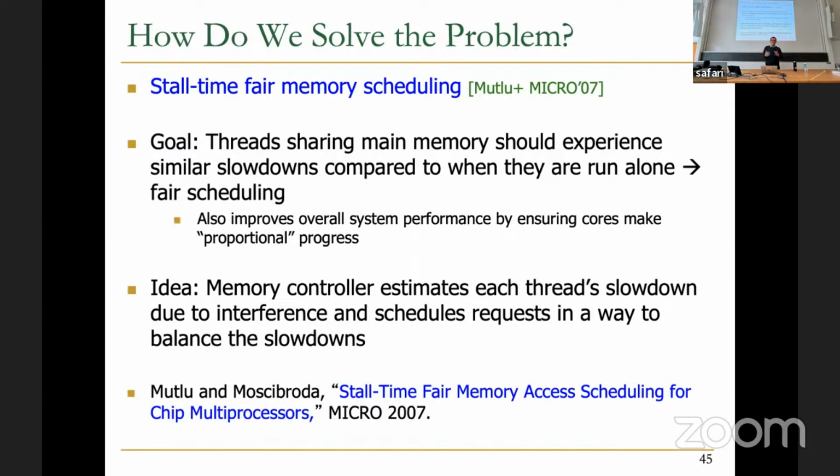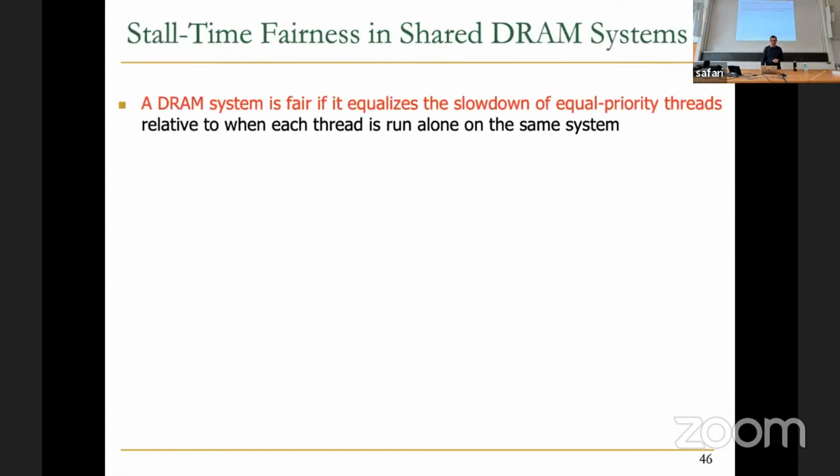So how do you implement this? Assuming that this is a good goal, which we're going to revise later on in future work. Implementation is not easy. Basically, the memory controller needs to somewhat estimate, or somehow estimate, the slowdown of each thread, and schedule the requests in a way to balance the slowdowns. Okay, that's the idea of stall time fair memory scheduling.